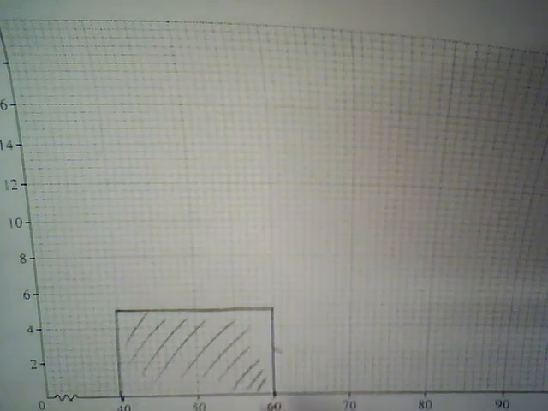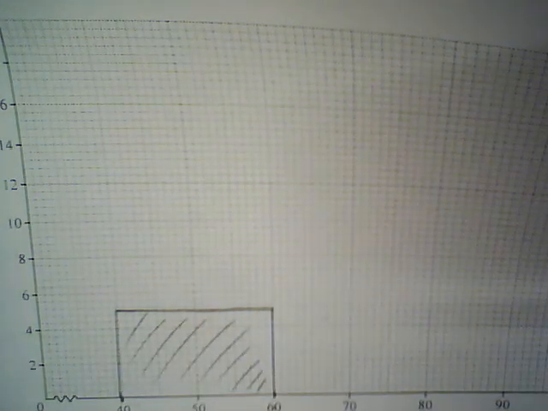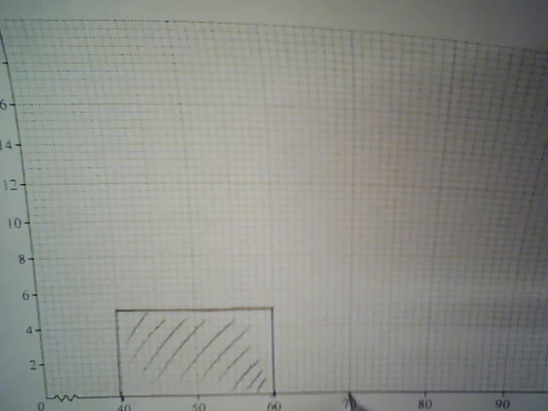Okay, there you go. Just quickly shade it. Good. The next one is from 60 to 70. 60 to 70. And it is 5.